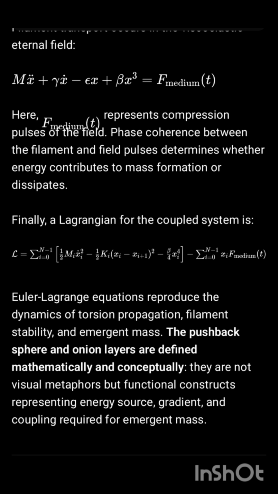The pushback sphere and onion layers are defined mathematically and conceptually. They are not visual metaphors, but functional constructs representing energy source, gradient, and coupling required for emergent mass.